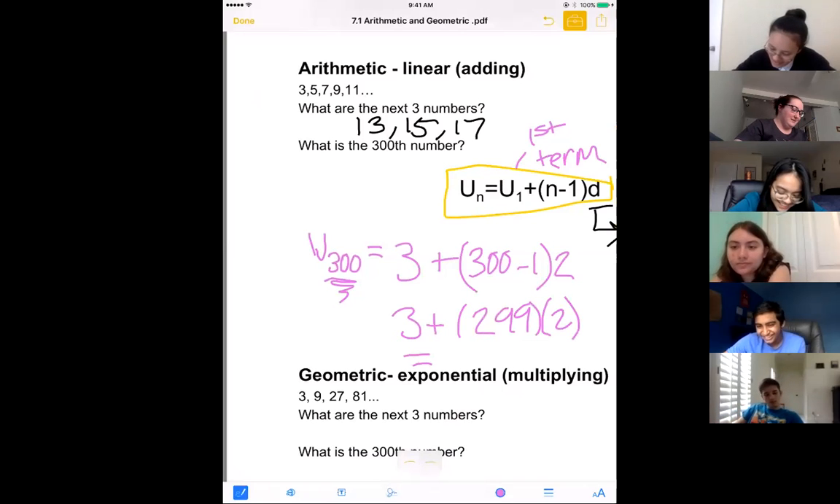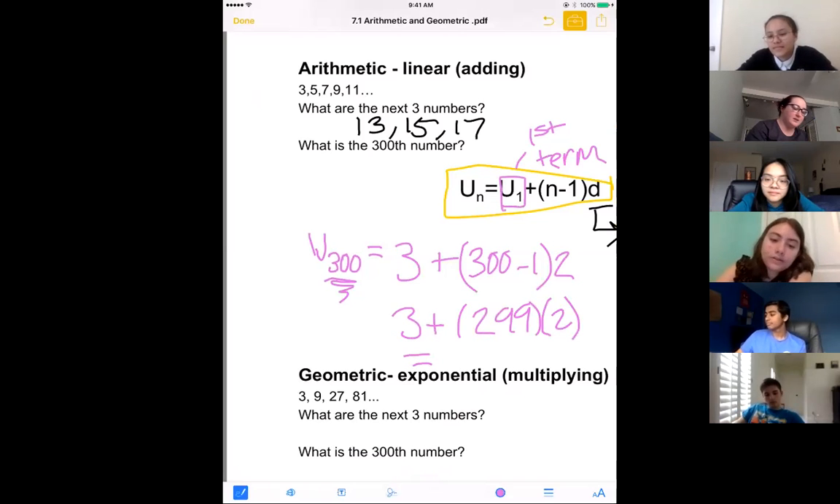Why is it n minus 1? So it's minus one other term because we have the first term here. So we're basically taking out the first term when you have minus 1. Oh, okay.